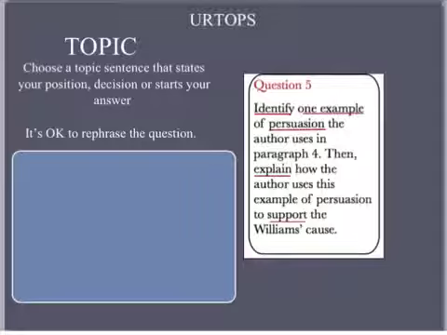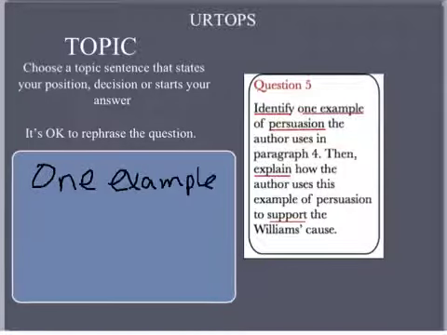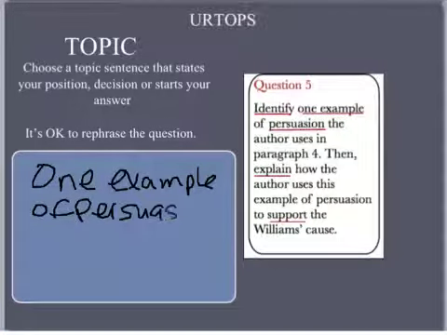Now, please bear with me as I write on the computer. Our response starts out, identify one example of persuasion. We can rephrase that and say, one example of persuasion is... I'm going to leave that blank because this is our topic sentence, our start for our prompt. Again, it's okay to write this on your test booklet.